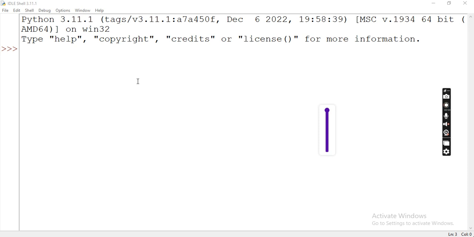In this video, we'll be looking at relational operators in the Python programming language. So what are relational operators? Relational operators are used to test for a relationship between two values. So they are used for comparisons. And what they return is a Boolean value.